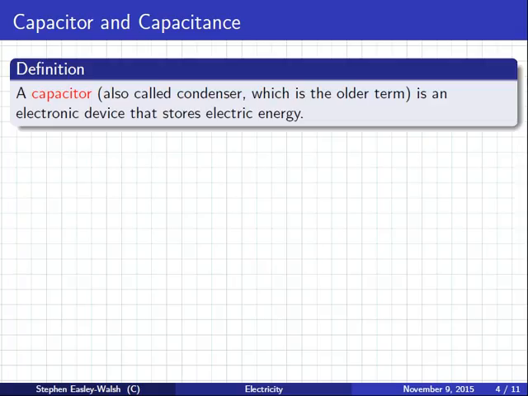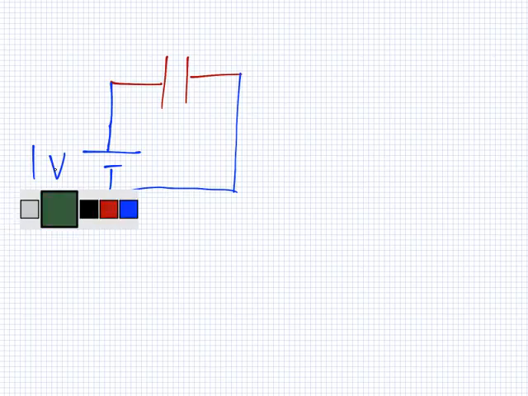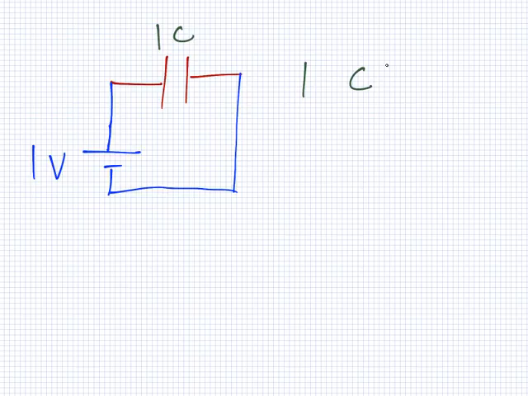Some capacitors can hold more charge than other capacitors. So we need a unit to measure how much charge the capacitor can hold. So, if you, for example, have 1 volt, and if the capacitor can hold 1 coulomb when you have 1 volt, then we say that the capacitor can hold 1 coulomb per volt.